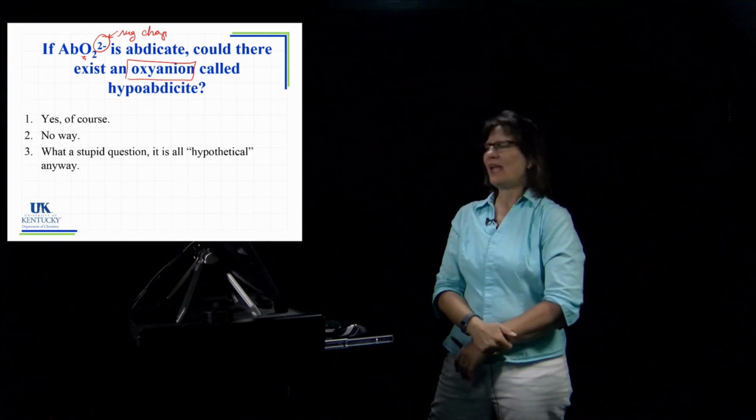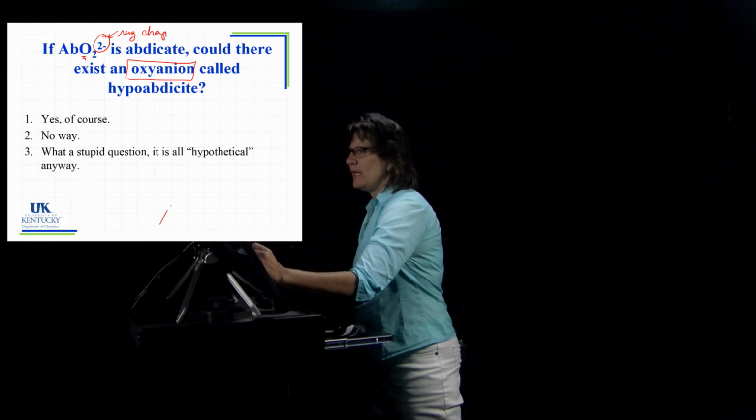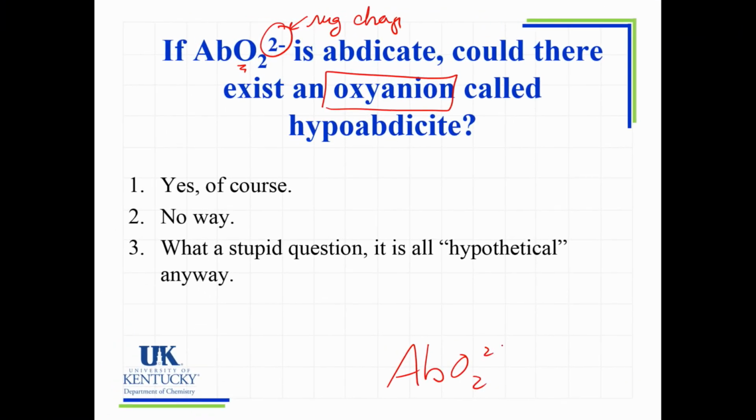Well, let's see what the answer is. What did we say abdicate would be? It would be AbO2 with a 2- charge. Abdicite would be AbO with a 2- charge. And hypo means you take 1 more oxygen away. So we have just Ab. Is that an oxyanion? No. So it would not follow our rules, because it's not an oxyacid or oxyanion. We only use these connections if there are oxygens there. So this one couldn't exist.